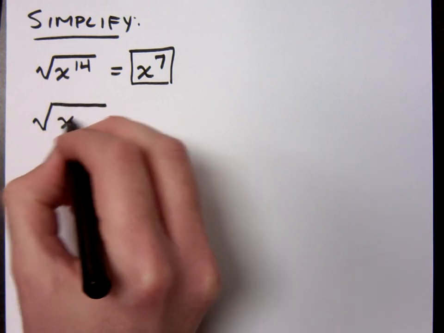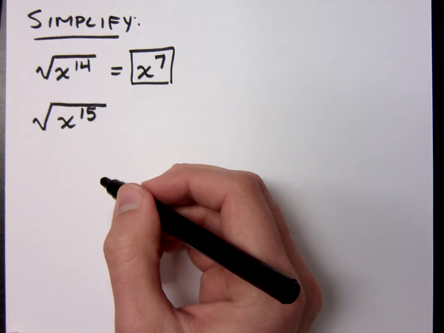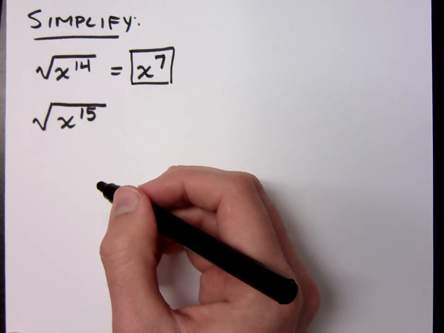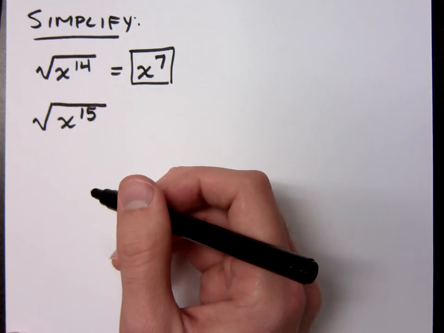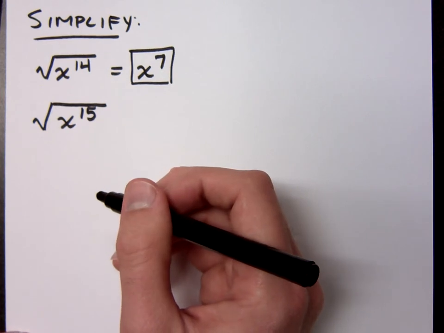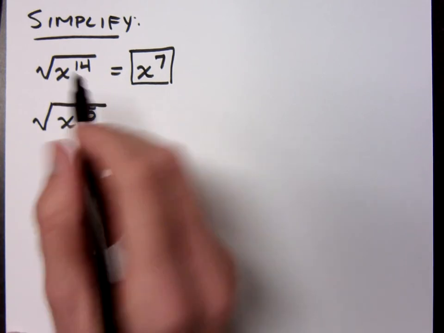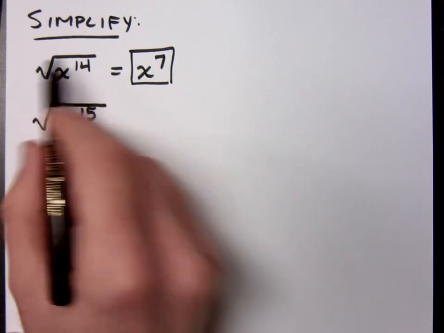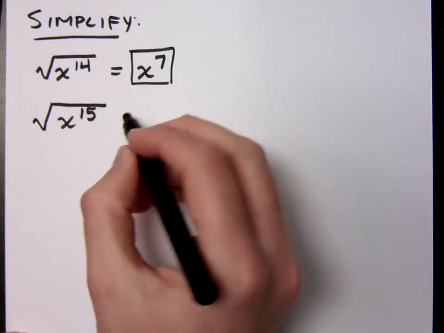What's the square root of x to the 15th? Oh, I feel you. Please don't. That makes me very uncomfortable. Now, we're not going to say 7.5. You're on the right track that 14 divided by 2 is 7, but I want to make sure that it's nice and neat.